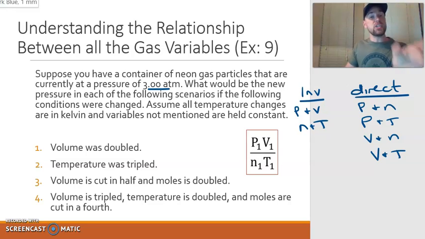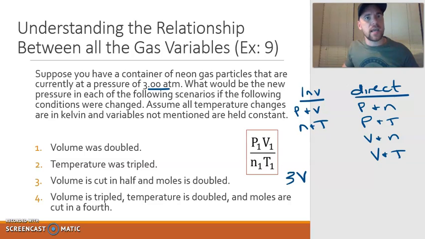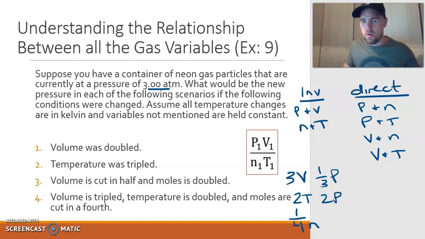All right, so take each one at a time. So first thing, volume is tripled, so 3V. What's that going to do to the pressure? It's going to cut it in a third because they're inversely related. All right, second one, temperature is doubled. Okay, so 2T. That's going to double your pressure because pressure and temperature are directly related. Finally, moles are cut in a fourth. So 1/4 moles. That means 1/4 pressure because pressure and moles are direct.